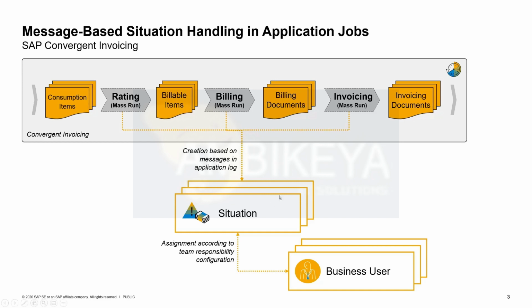And when such a situation is created, it is automatically assigned to a business user according to the team responsibility configuration in your system. And at the end of the day, the business user then gets notified on that message which occurred in one of the mass runs, and he can take action and maybe avoid that something gets lost or something is noticed only very late.